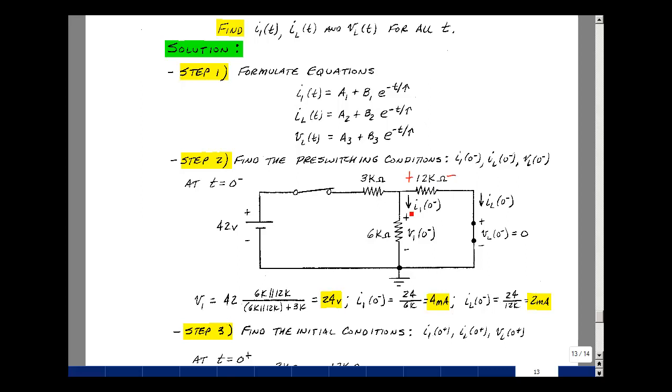The current I1 then is 24 volts divided by 6K, and the current in the 12K resistor, which is the inductor current, is 24 volts divided by 12K. And that's 4 milliamps and 2 milliamps. Step 3 is to find the initial conditions.